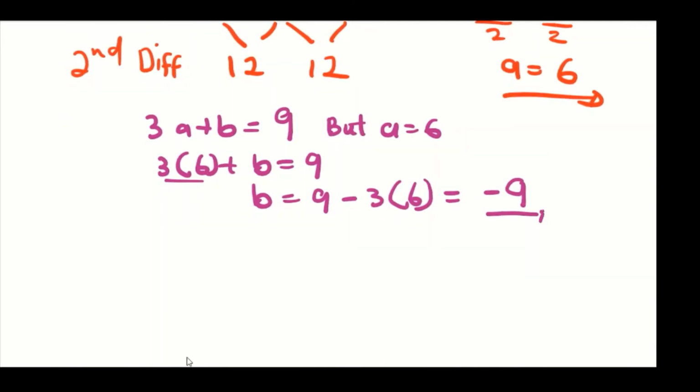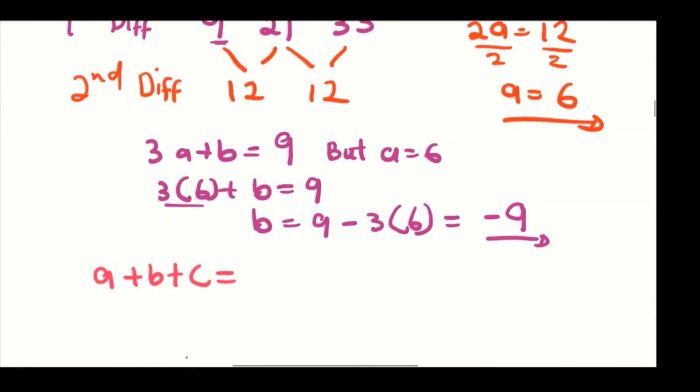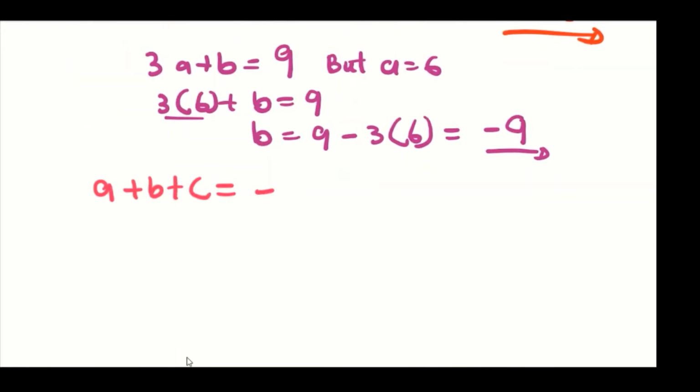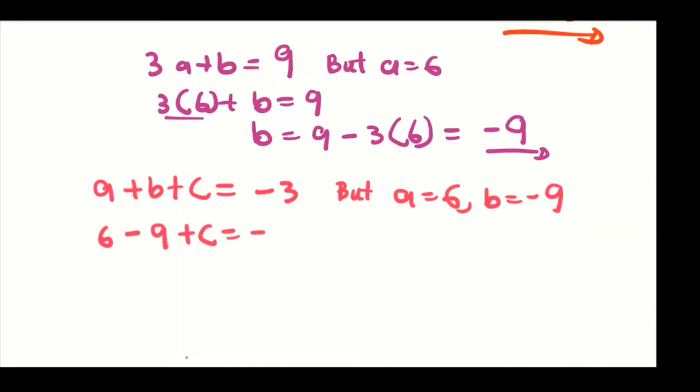And a plus b plus c is equal to the first term of the sequence. So the first term is minus 3, right? So I'm just going to write minus 3 here. But we know that our a value is equal to 6, our b value is equal to minus 9. So to find c, we're just going to substitute. So it's going to be 6 minus 9 plus c is equal to minus 3, right? So you should get your c value being equal to 0.